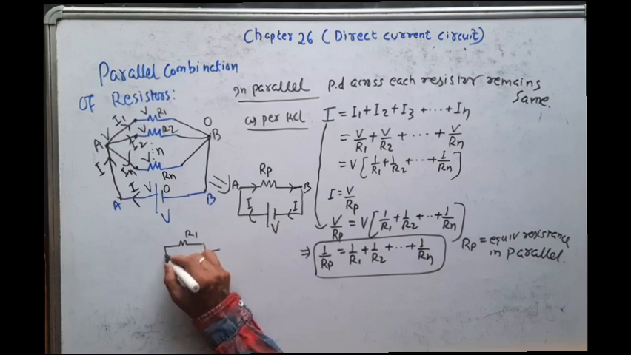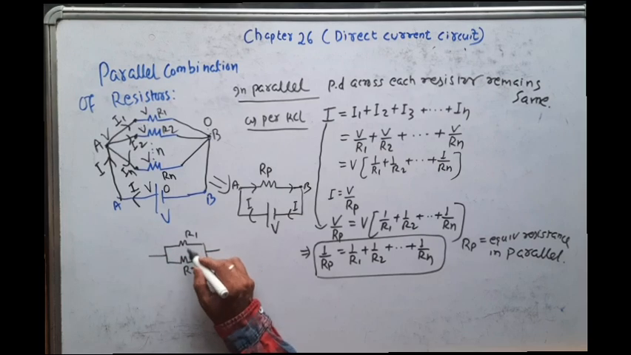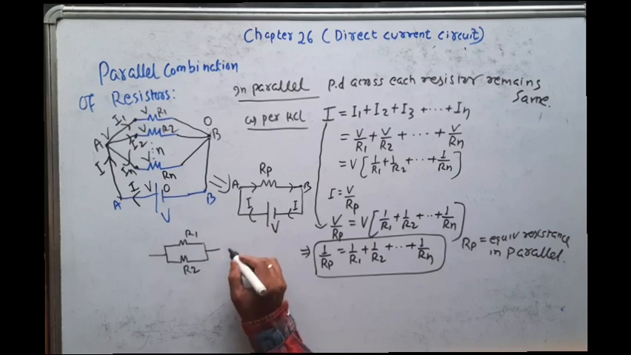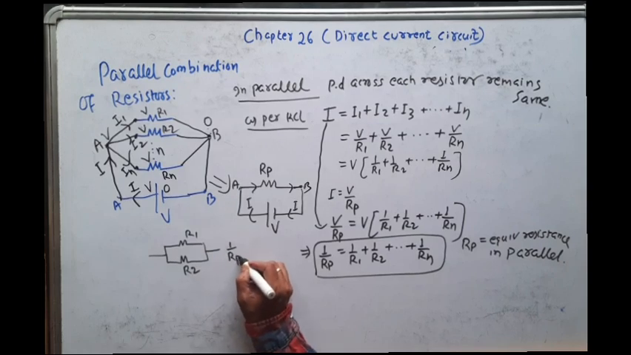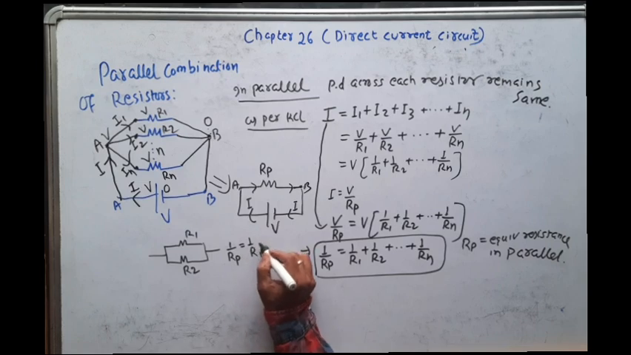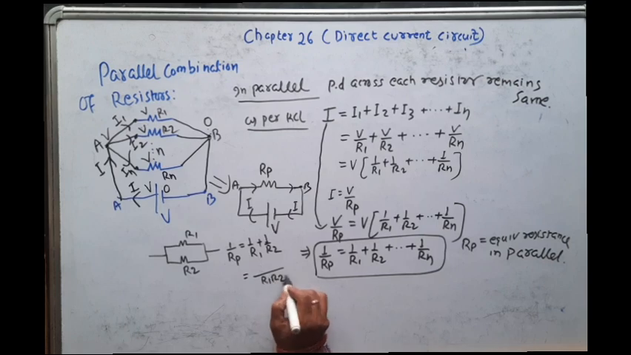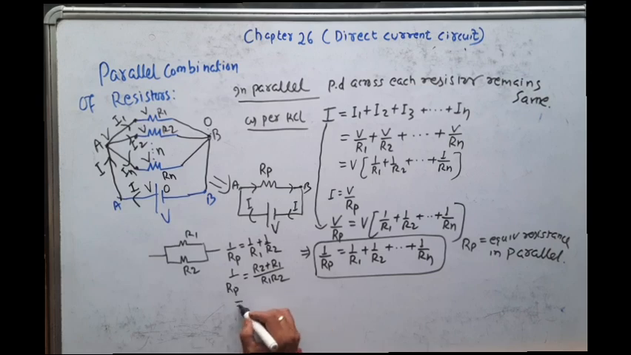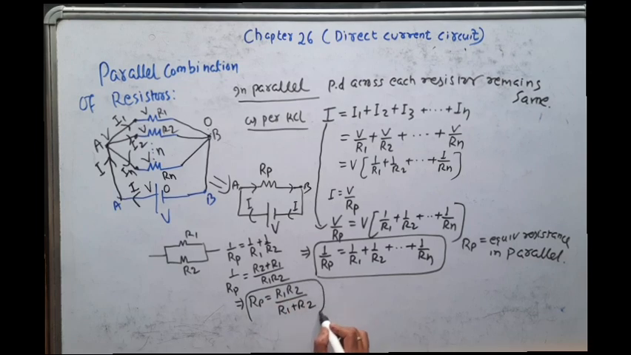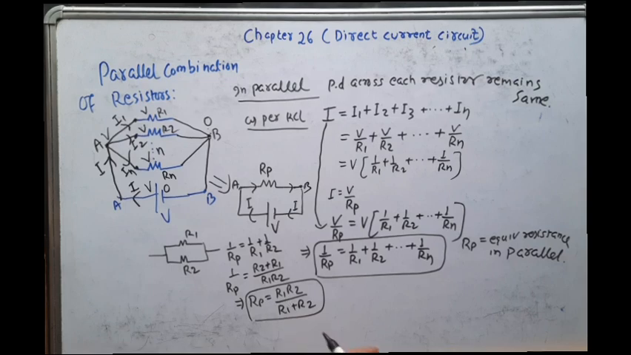Now let us take, suppose this is R1. This is R2. Both are connected in parallel. So what is the equivalent resistance? I am writing Rp is equal to 1 by R1 plus 1 by R2. So that implies, taking the LCM R1 R2, that is R2 plus R1 over R1 R2 is equal to 1 by Rp. So that implies Rp is equal to R1 R2 by R1 plus R2. You can remember this formula because when two resistors are connected in parallel, you can directly put this formula.